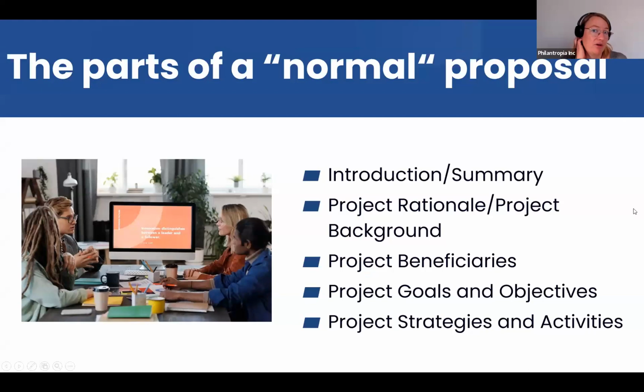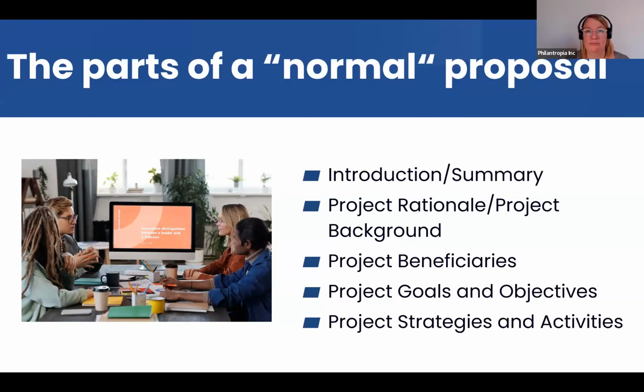So what are the parts of a normal proposal? This is the main thing that we focus on today. Usually, you start with the introduction or the summary. That's the very first part. We will look at all of these parts in more detail in a bit. This is just the overview for you to know what we're going to be talking about. So that is the first part, where you tell the donors what your project is about, and you give them a quick summary.